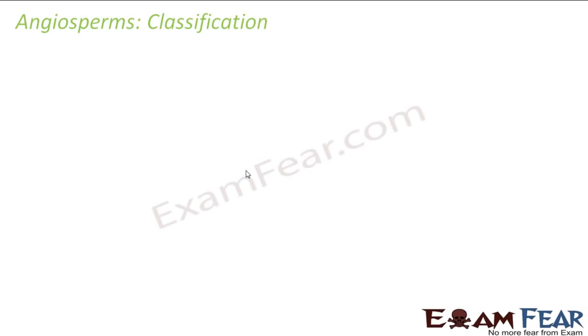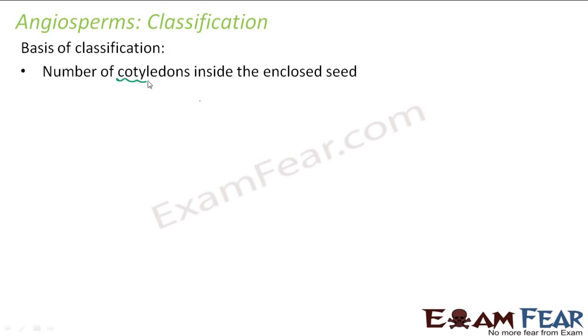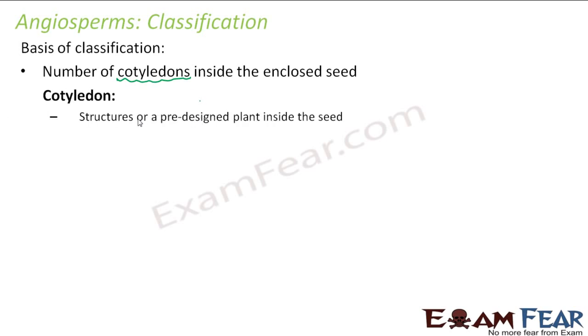These flowering plants, where the seeds are enclosed inside fruits, are also classified into two types based on the structure inside the seed. The basis of classification is the number of cotyledons inside the enclosed seed. Here we have a new term, cotyledons. So what are cotyledons? Cotyledons are nothing but the seed leaves. When you look inside a seed, you have leaf-like structures. These are structures, or a pre-designed plant, inside a seed.